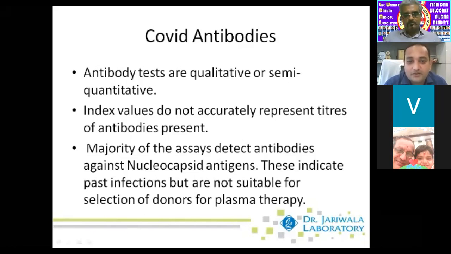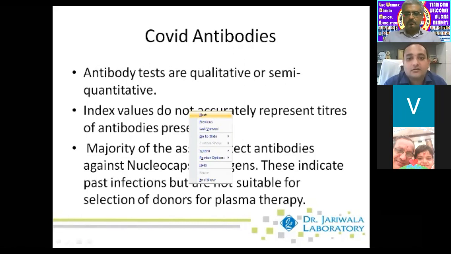So we have to remember that whatever tests are available right now are semi-quantitative and against nucleocapsid antigens, and they are not suitable for identification of a recovered patient as a plasma donor. Next, please.